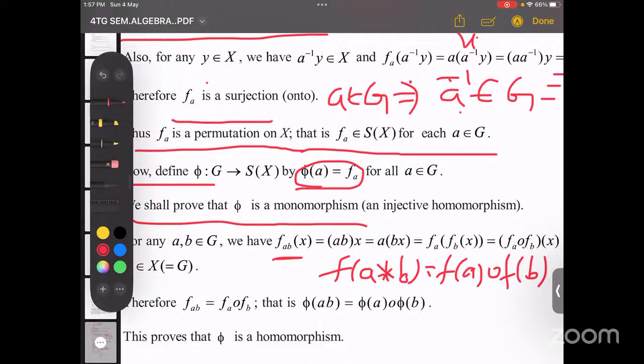A into BX means whatever is there, it is in the form of F of A into F of B of X. F of B of X means what we'll write? We'll write it as BX. This BX is F of B of X, and if you take this as X, this whole part is this one. So now you are taking F of B outside. What will happen? F of A circle F of B of X.